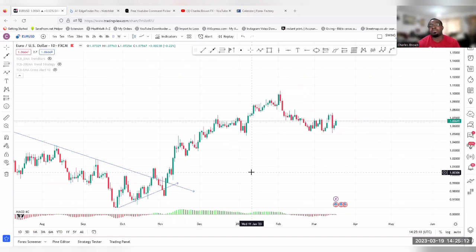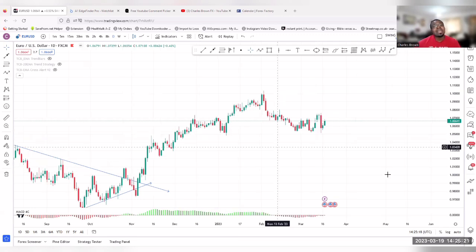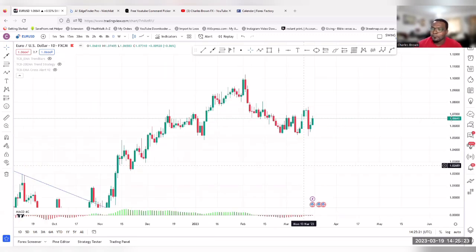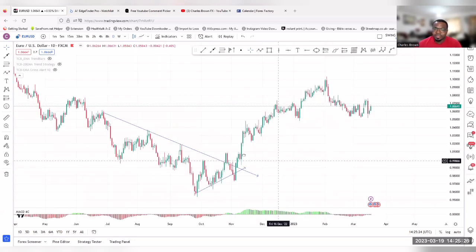So let's see what the market holds for us on Euro USD on week 12. You guys ready for this? Let's go. Now look at the chart. Now you can see I am on the daily time frame, and I'm looking at this market right now from the daily time frame.